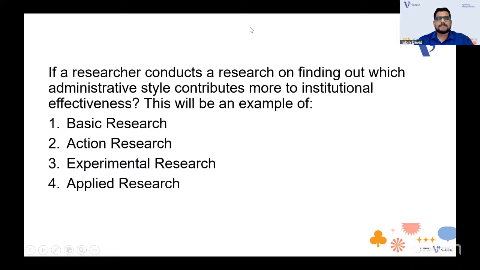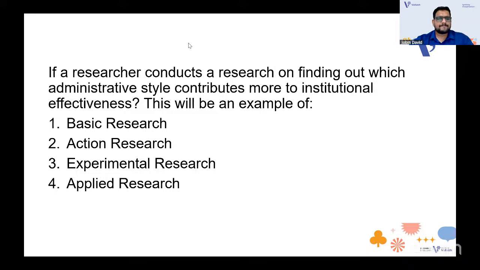Very good. Next one. If a researcher conducts a research on finding out which administrative style contributes more to institutional effectiveness, this will be an example of basic research, action research, experimental research, or applied research. That means conducts a research on finding which administrative style contributes more to institutional effectiveness. So what will be your answer? Is it basic research? No, obviously it won't be basic. Basic is actually like you conduct a research just for expanding your knowledge. It is also called fundamental research or pure research.